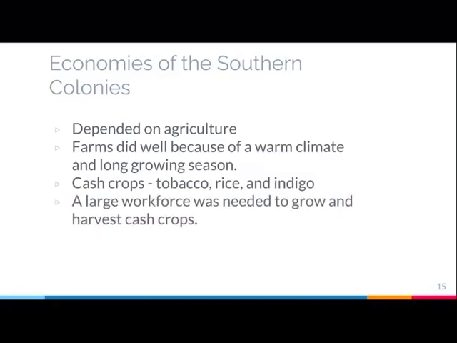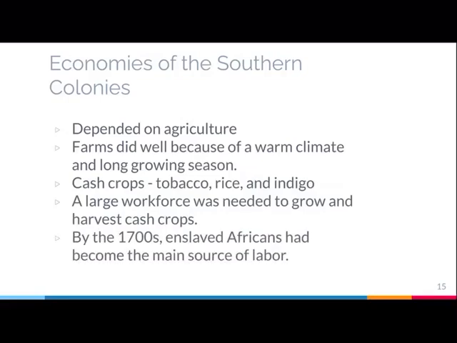Since their economy was based on agriculture and these three cash crops, a large workforce was needed to grow and harvest these cash crops, and so by the 1700s we see enslaved Africans becoming the main source of labor to grow and harvest them. And since their economy is dependent on agriculture, we can say the economy was definitely dependent on enslaved Africans being the main labor source to harvest these crops.